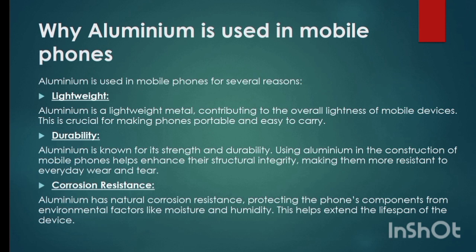Durability: aluminium is also known for its strength and durable nature. Using aluminium in the construction of mobile phones enhances their structural integrity, making them more resistant to everyday wear and tear. Corrosion resistance: aluminium has natural corrosion resistance, protecting the phone's components from environmental factors like moisture and humidity. This helps extend the lifespan of mobile phones.